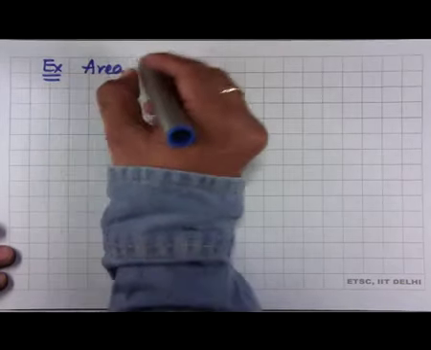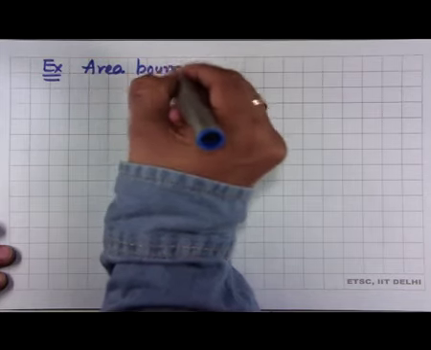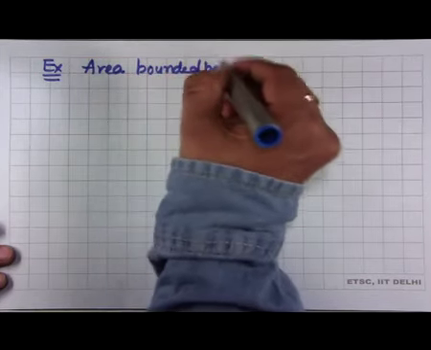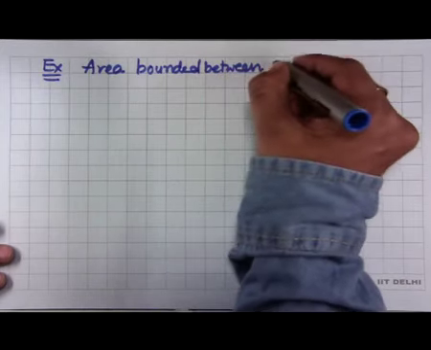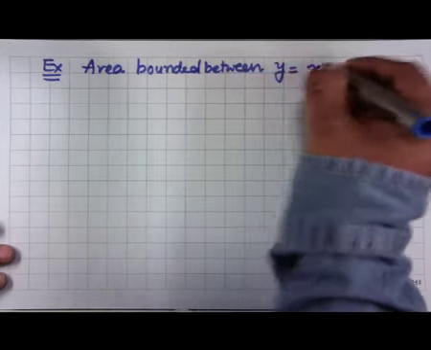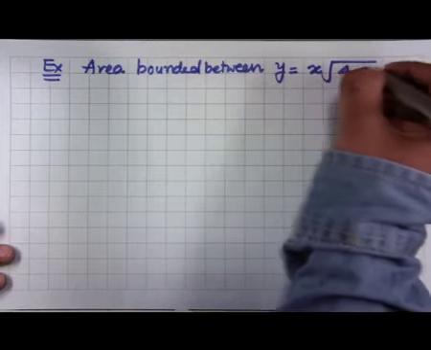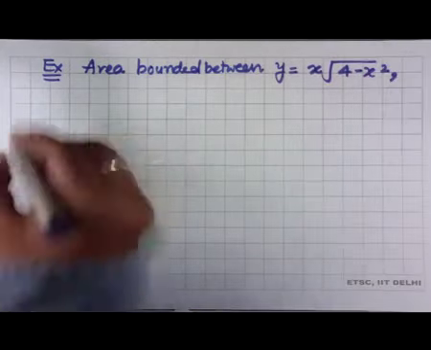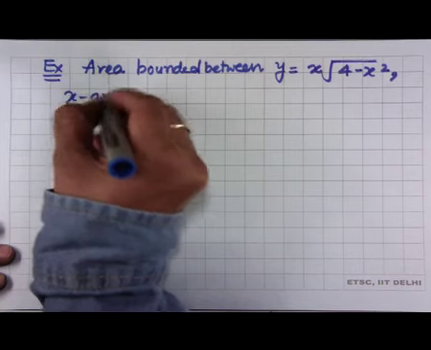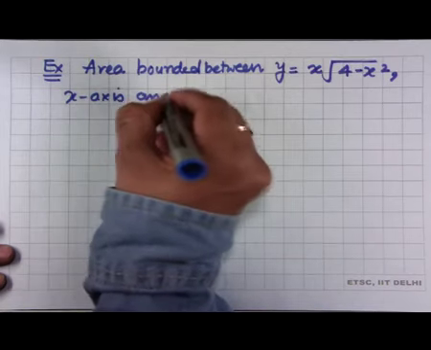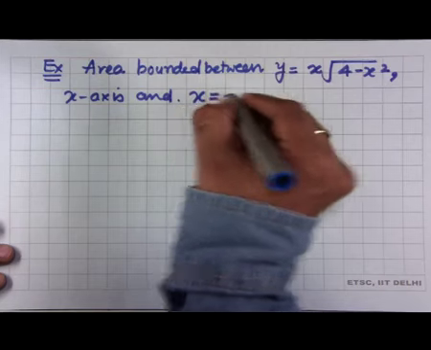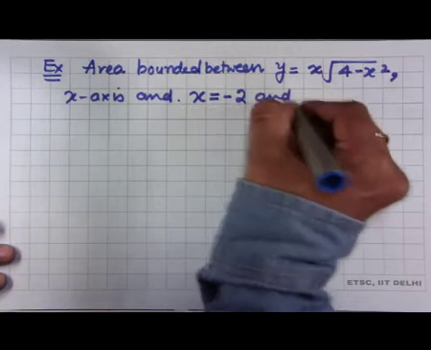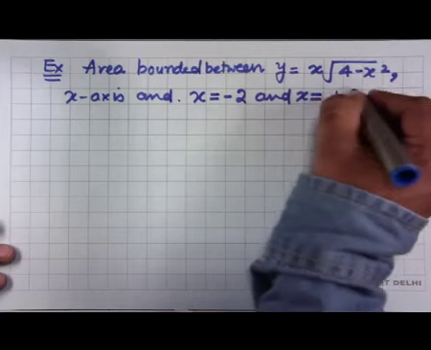Area bounded between y equals to x square root of 4 minus x square, x axis and x equals to minus 2 and x equals to plus 2.